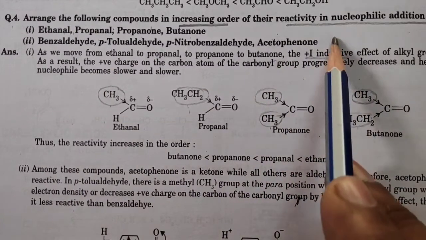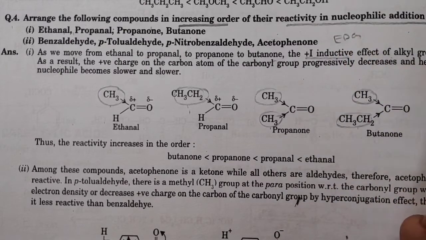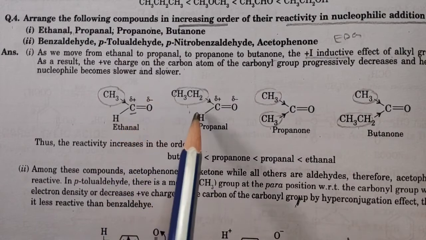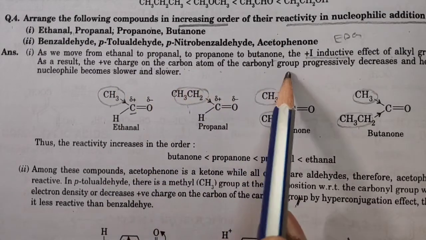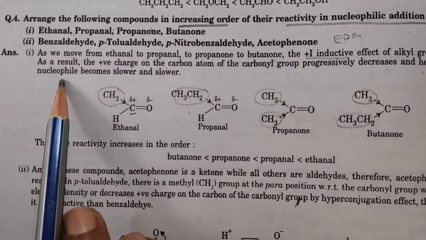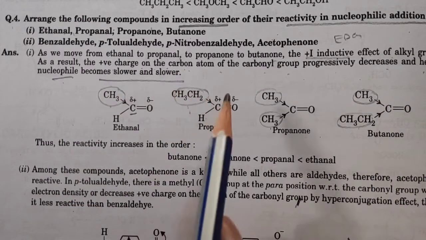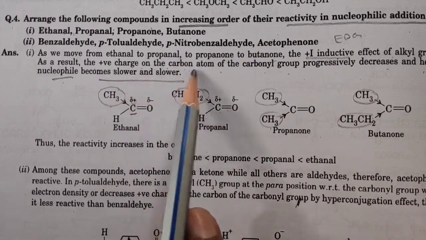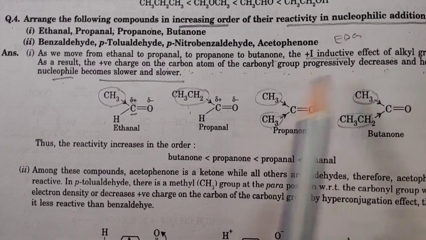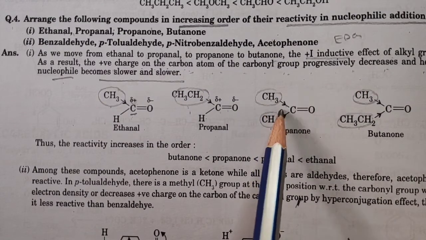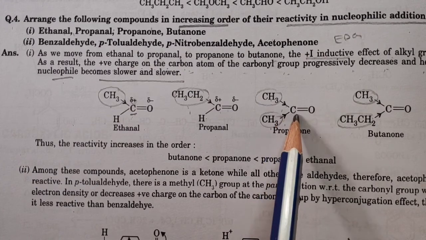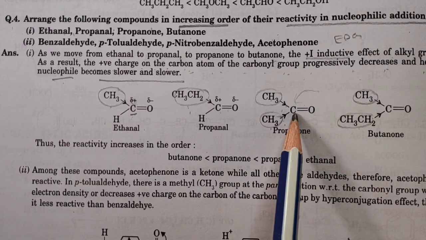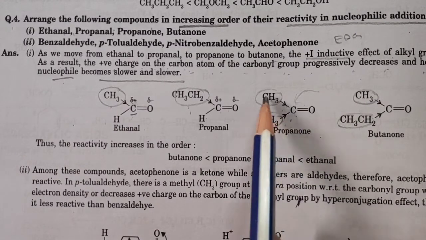Plus I means what? Due to the electron donating effect of the alkyl group increasing, the positive charge on the carbon atom of the carbonyl group progressively decreases, and hence attack by the nucleophile becomes slower and slower. You can see the arrow here: they donate the electron pair to this carbonyl carbon, and what will happen? The nucleophilic attack will be decreasing, because the carbon will not become electron deficient, because they are providing the electron, right?